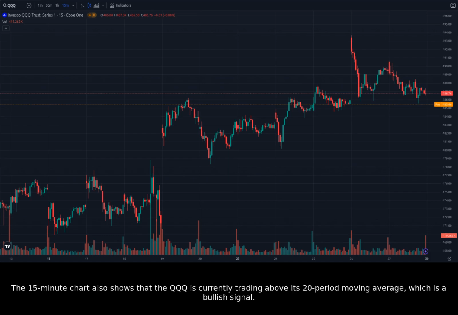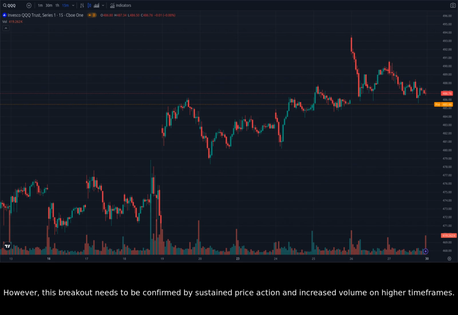The 15-minute chart also shows that the QQQ is currently trading above its 20-period moving average, which is a bullish signal. However, the price is still within the range that we saw on the hourly chart, so it's important to consider the bigger picture. If the price breaks above the resistance level of 470 on the 15-minute chart, it could signal a short-term bullish breakout. However, this breakout needs to be confirmed by sustained price action and increased volume on higher timeframes.